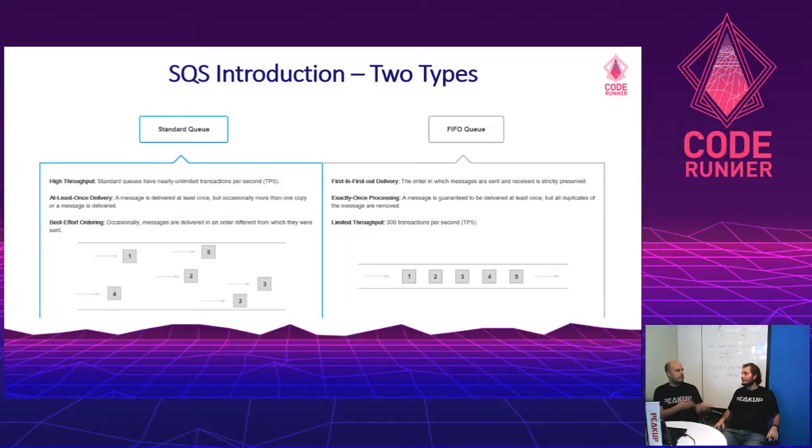If you need a first in, first out algorithm, you should create a FIFO queue. The queue service asks you which type of queue you want to create in the console. There is a limit for the throughput: 300 transactions per second. If you keep within this limit, the queue service guarantees first in, first out.